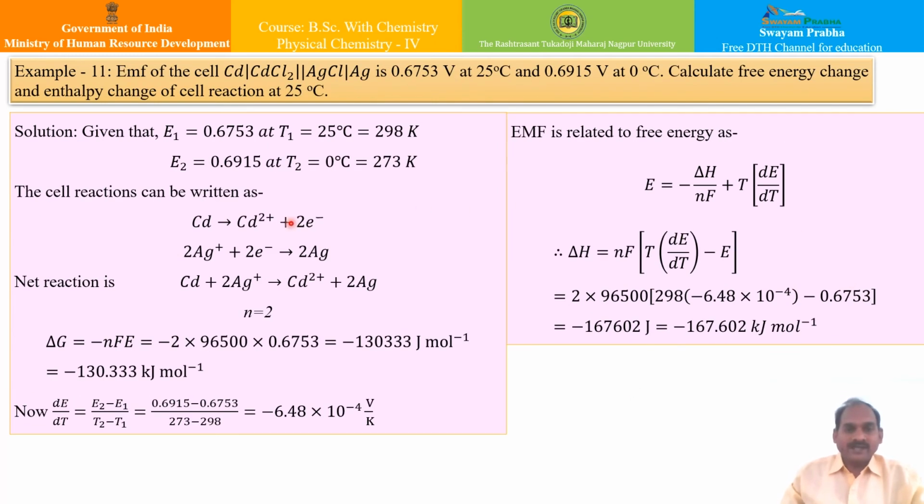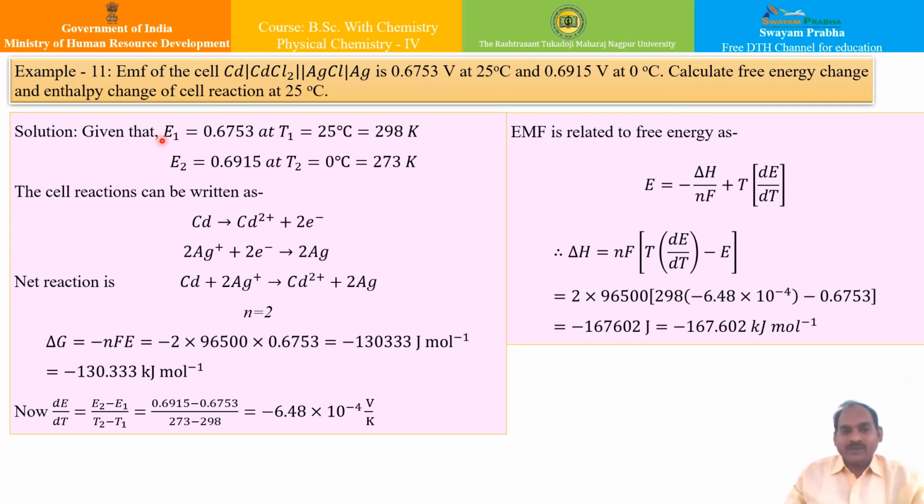Similarly, I can utilize other types of this expression for other types of cells as well. Let us take this example. In this cell, cadmium is in contact with cadmium chloride, and silver is in contact with silver chloride, and both half cells are connected by a salt bridge. The EMF is given as 0.6753 volts at 25 degrees centigrade and 0.6915 volt at 0 degrees centigrade. At two different temperatures it is given.